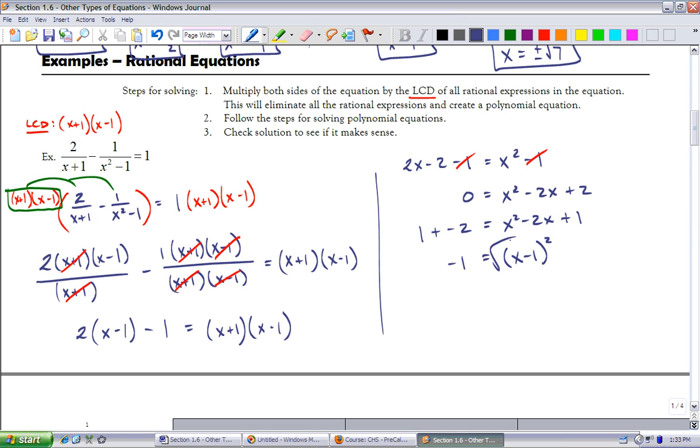If I take the square root of both sides after that, I end up with x minus 1 equals plus or minus i. And then if I add 1 to both sides, I'll end up with x equals 1 plus or minus i. And that is your final answer on that one.